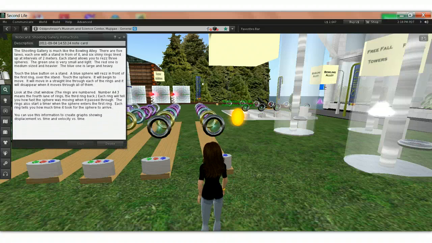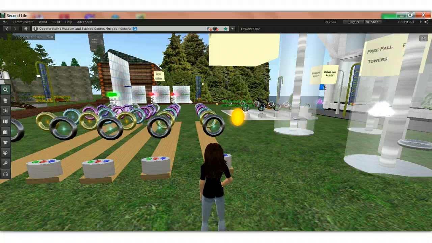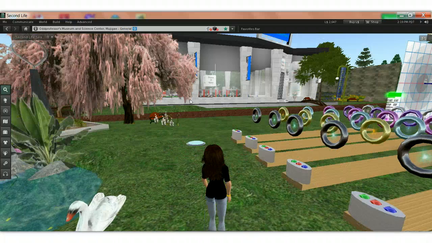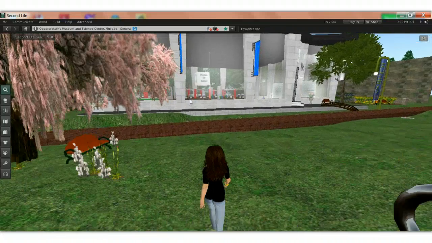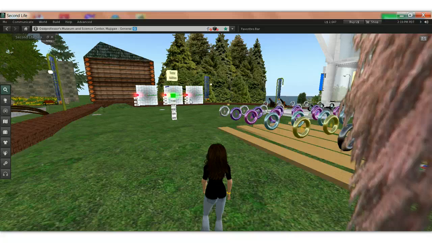So they're going to be shooting through these cylinders all the way to the end, and they're going to be putting together a graph showing displacement versus time and velocity versus time. Since I'm a physicist, I have no idea why this is important, but it's something that comes from the curriculum of her first semester college students in a physics class.